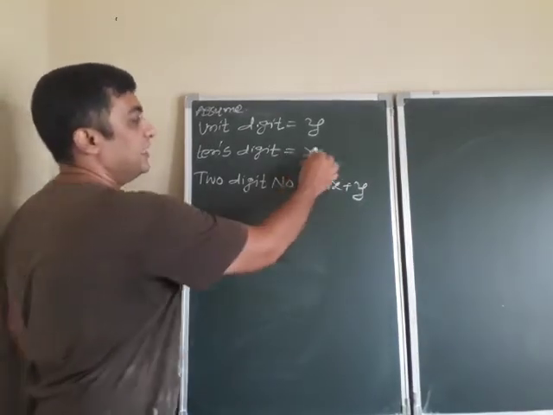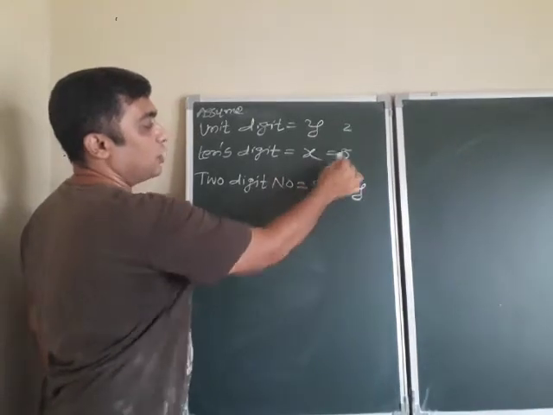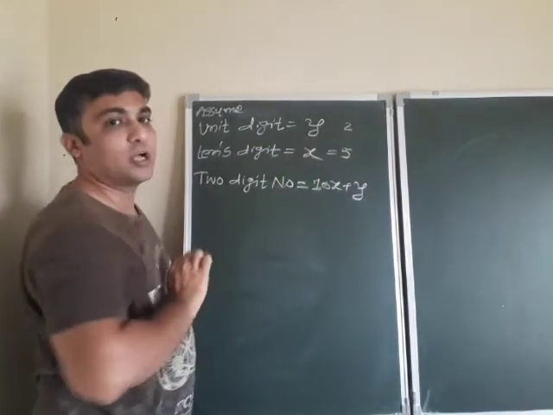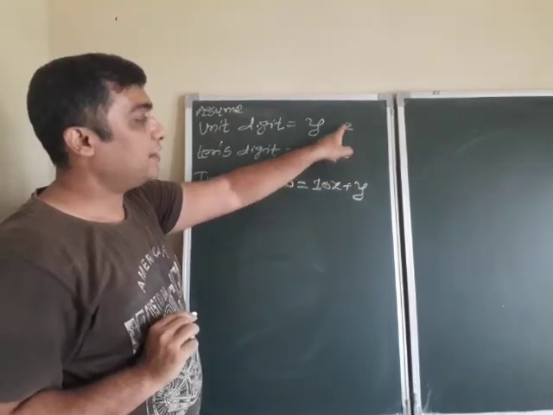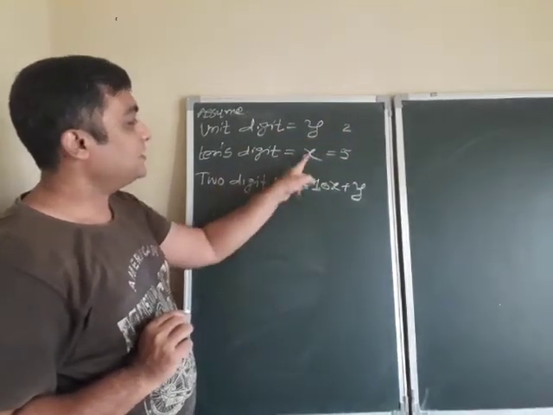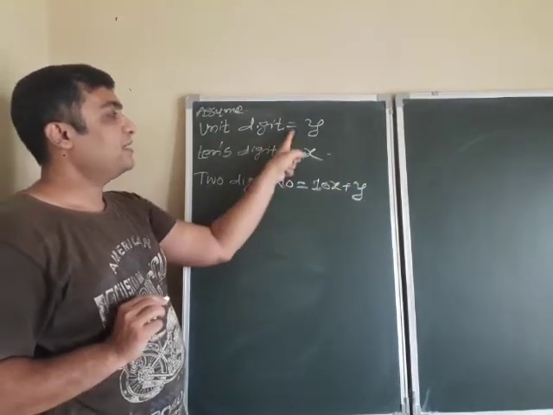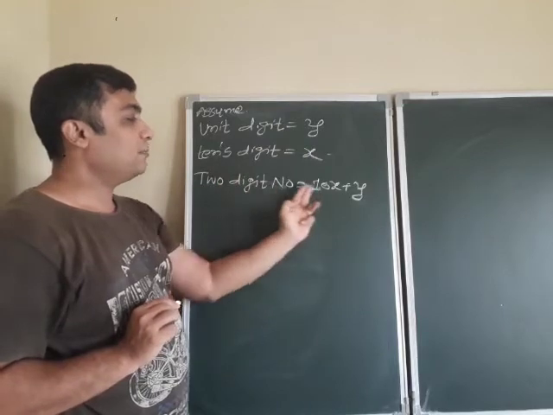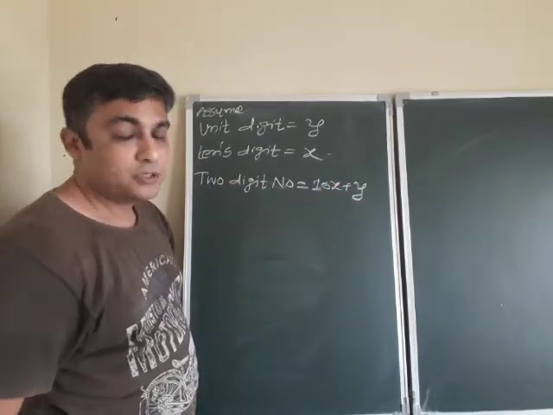Understood? For example, if one digit is 5 and the other digit is 2, then your number will be 5 into 10 plus 2. Am I right? So what is your number? 5 into 10 plus 2, so your number will be 52. In the same way, the tens digit is multiplied by 10. So if the tens digit is x and the unit digit is y, your two-digit number will be 10x plus y. Is that clear? Ready?